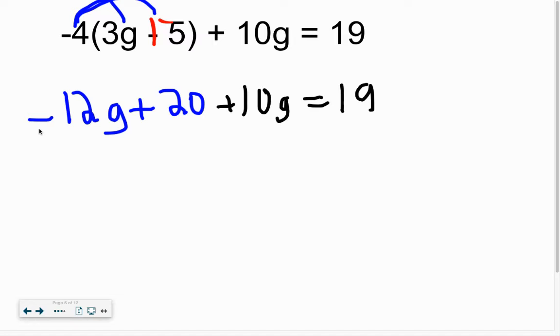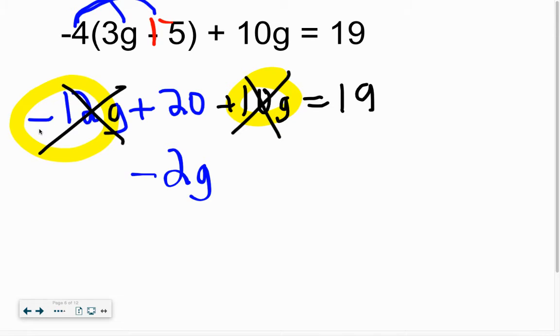Again, combine like terms. I see a negative 12g here. Any other terms, any other things with a g in it, circle them up, add them together. When you add those together, we're going to end up getting a negative 2g. I'm going to cross those guys off. And then that leaves us up there with the plus 20 equals 19. We now have it back to that two-step equation that we were looking for.